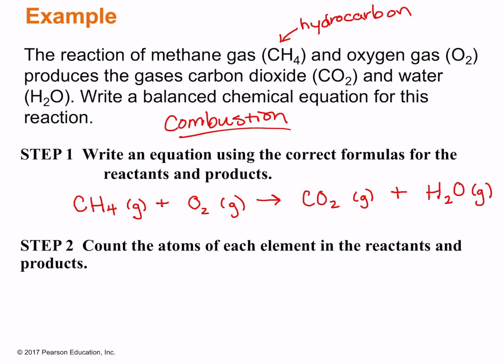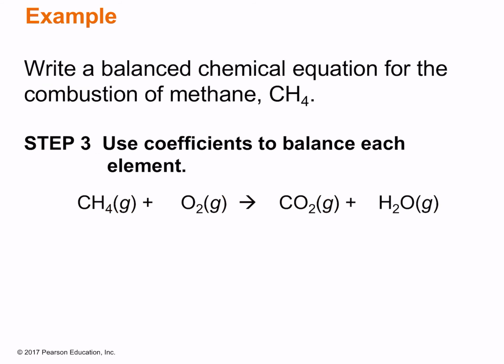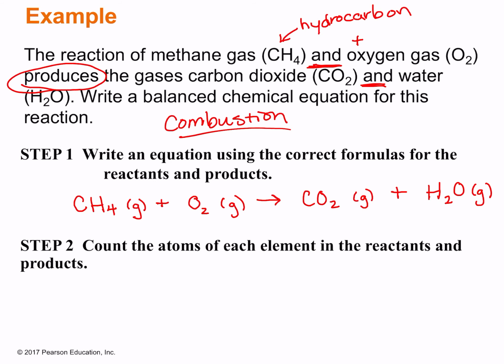Anytime you see the word "and," that's typically going to signal a plus. So that's why we got CH4 plus O2. "Produces" will signal you to write the arrow. That's telling you it's going to start talking about the products. And then the gas is carbon dioxide, and again, "and" will be that plus sign, and then water. So that's how I'm getting all of that.